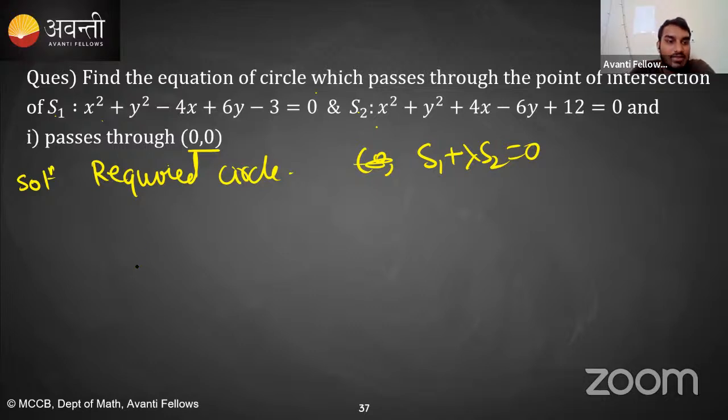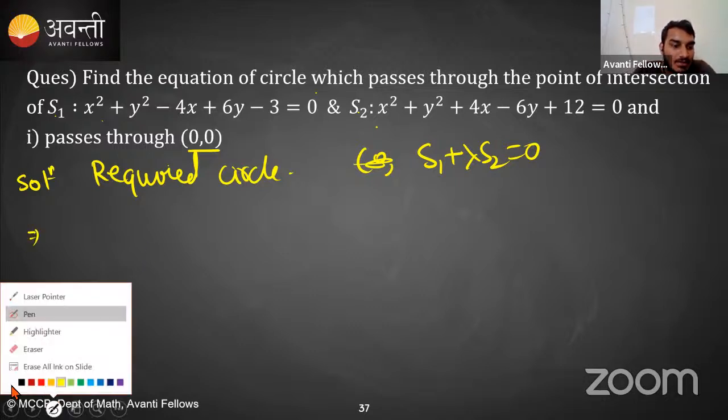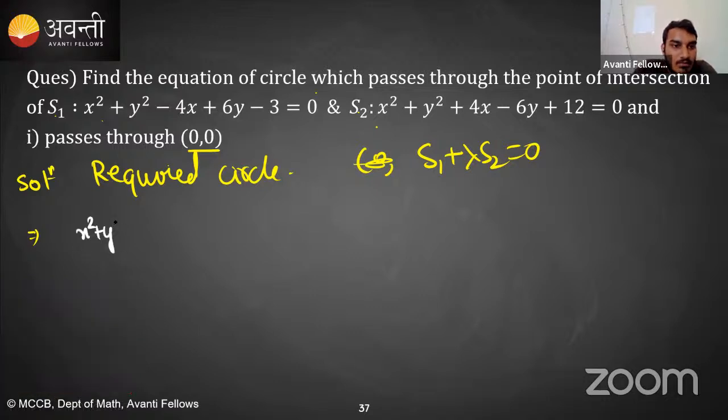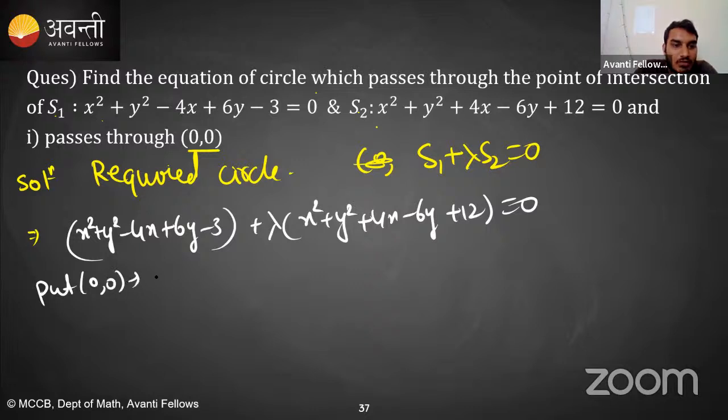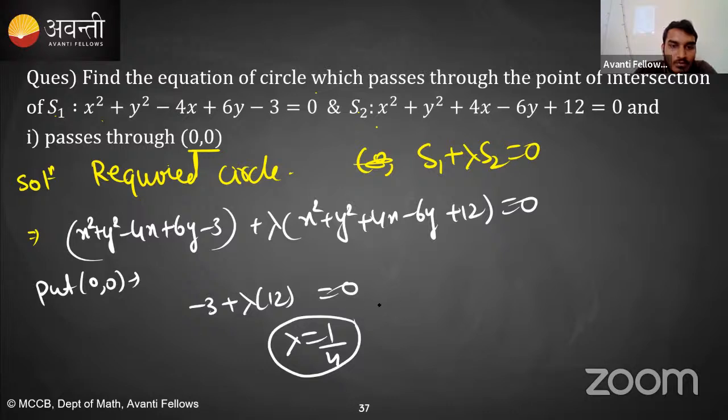Calculation becomes very easy. So see, now the circle can be given as x square plus y square minus 4x plus 6y minus 3 plus lambda times x square plus y square plus 4x minus 6y plus 12 equal to 0. Now this circle is passing through 0,0. Put 0,0. What will you get? Minus 3 plus lambda times 12 is equal to 0. What is lambda? 1/4. So now substitute lambda in this equation to get the equation of the circle. Simple. Very good.